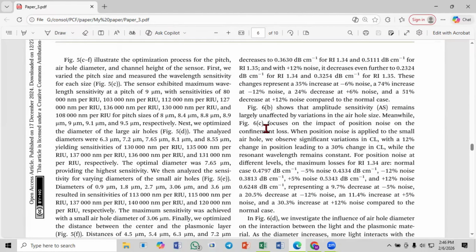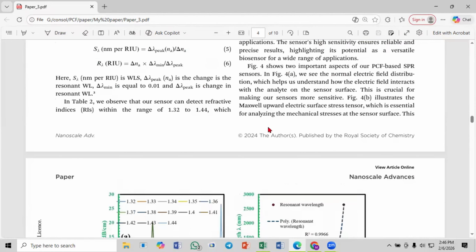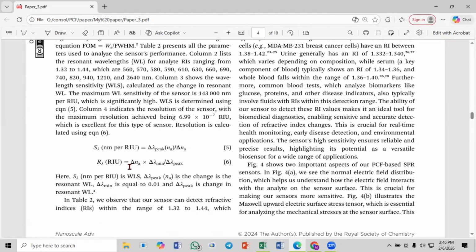There is an equation of resolution, a process of calculating the resolution. The resolution R lambda is equal to del lambda minimum divided by del lambda peak. It is the easiest thing to calculate. Let me clear it, and show how you can calculate the resolution.